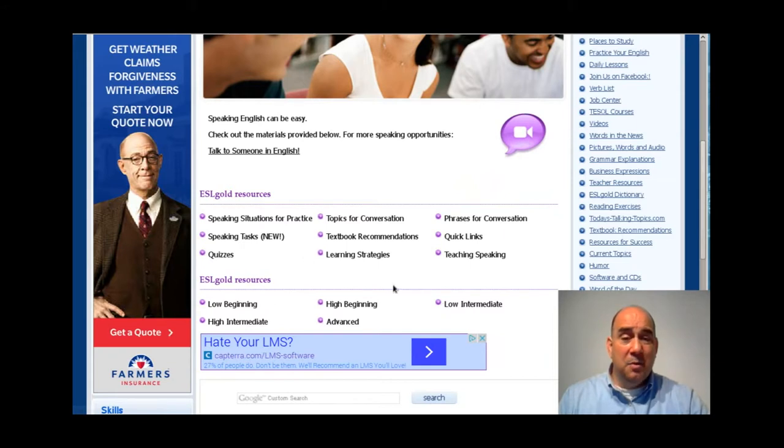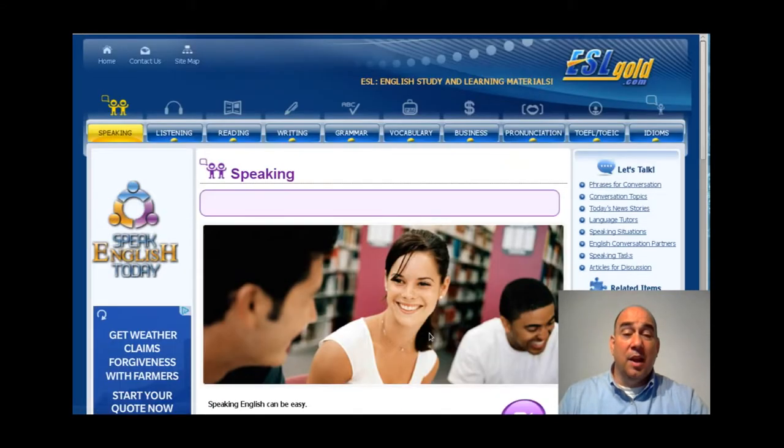Now, a lot of these speaking materials are not interactive, and so they're materials where they have to listen to something and respond, or they have to speak something, or, for example, here, topics for conversation. Some of these aren't necessarily call-related, but some of them are. This is just one example of a place where you could go, and that would be ESL Gold.